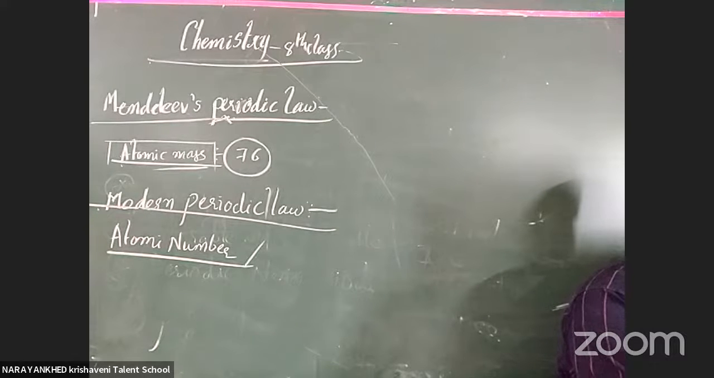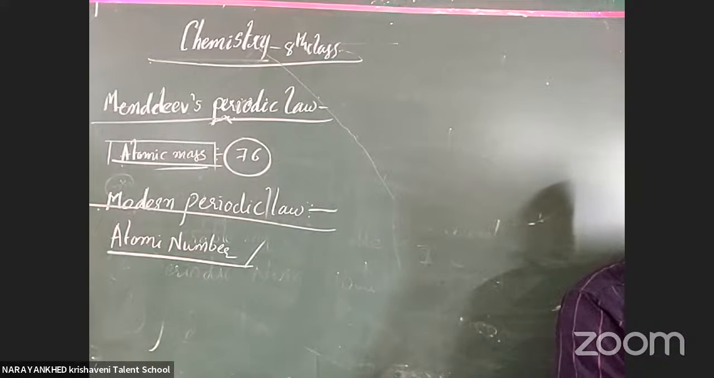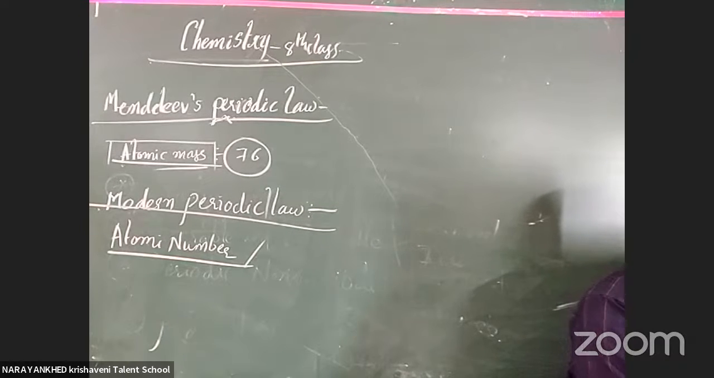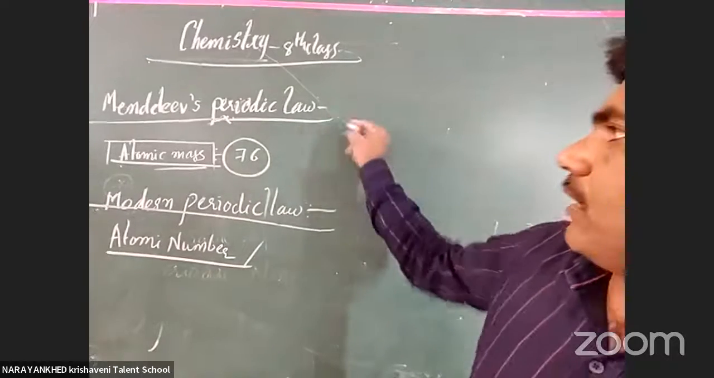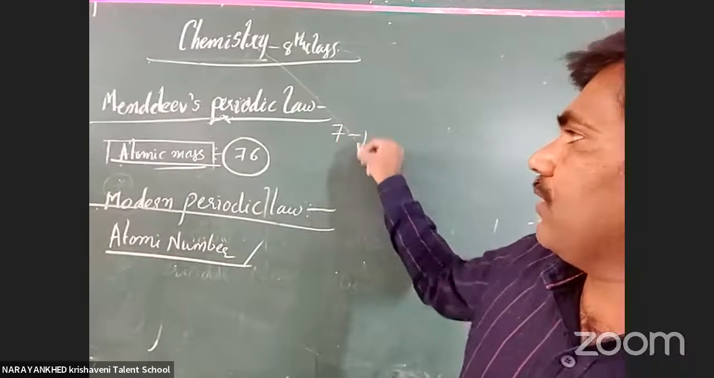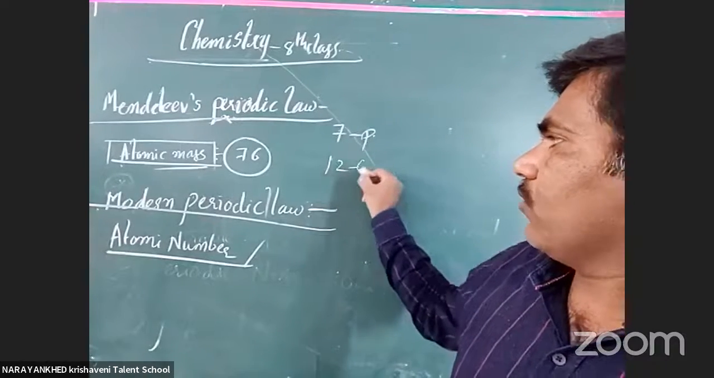Totally, he considered 7 periods, and as well as the groups, how many groups did he consider? He considered 12 groups. Okay, is it clear to all the students? Yes, how many groups did he consider? According to the periodic table, there are 7 periods and 12 groups.